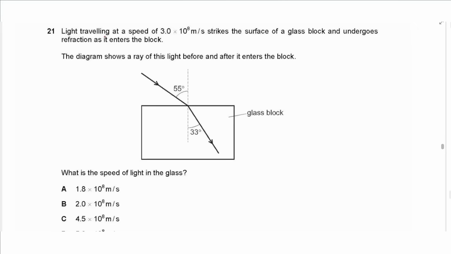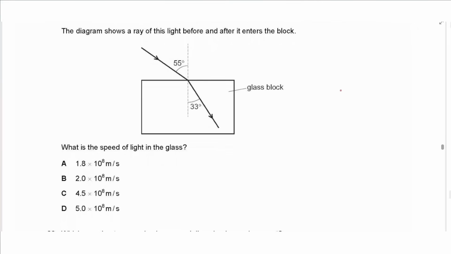Question 21 says, light traveling at speed 3 times 10 to the power of 8 meters per second strikes the surface of a glass block and undergoes refraction as it enters the block. The diagram shows a ray of this light before and after it enters a block. So we have an angle of incidence 55 degrees in air and angle of refraction 33 inside the glass. What is the speed of light in the glass? So there is an equation for the refractive index, which is equal to the speed in air over the speed in the medium, and it's also equal to sine the angle in air over sine the angle in the medium. So we use the second part of the equation.